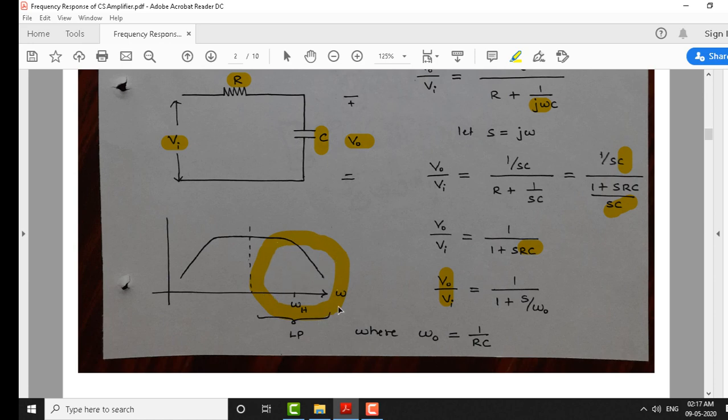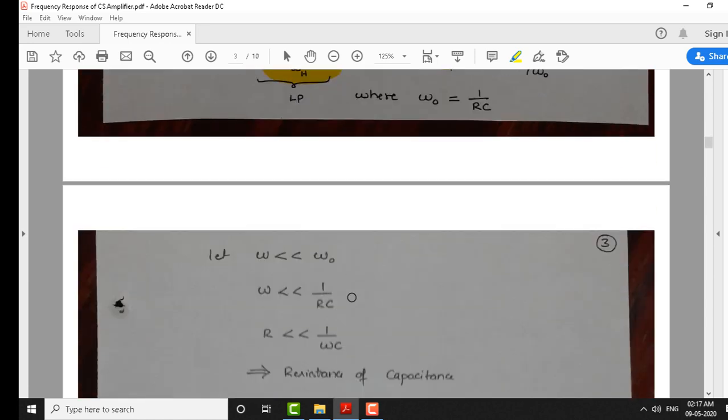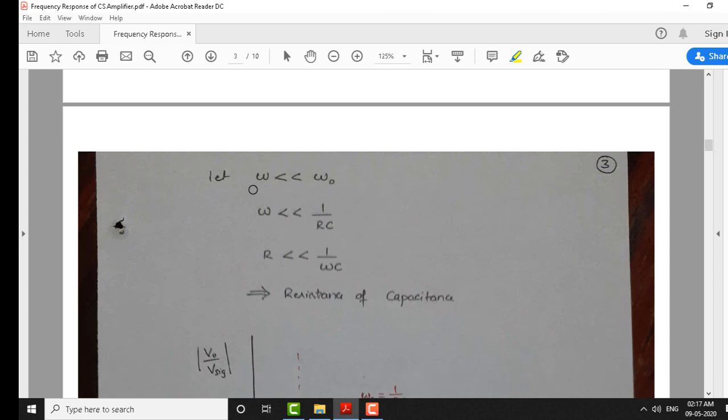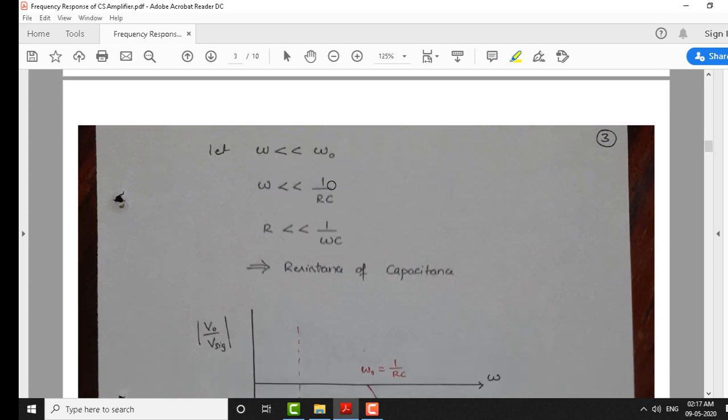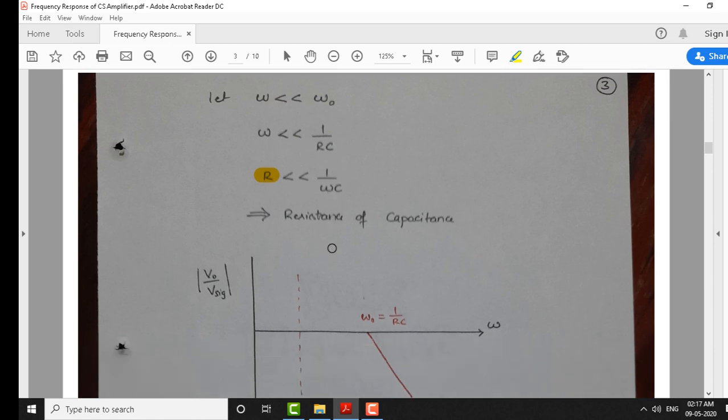Now, if I assume that omega is very much less than omega naught, which is the cutoff frequency, we can substitute omega naught as 1 by RC. So now we can estimate the formula: the resistance R is very much less than 1 by omega C. This expression gives us the relationship between the frequency and the resistance and capacitance.